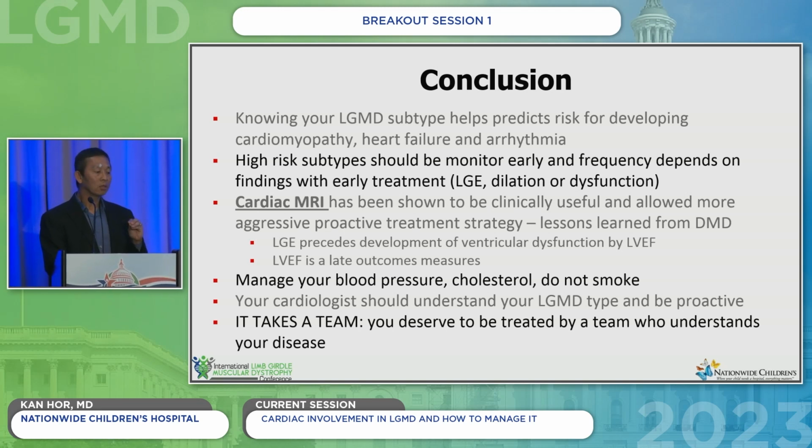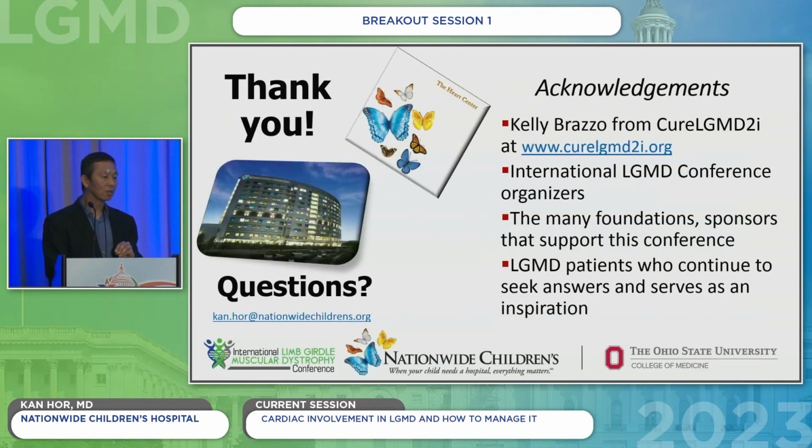So it is important to be with someone who actually understands your disease and to be proactive. Unfortunately, you have to be the educator for lots of people because this is a really rare disease and many people do not understand it. So it does take a team. You deserve to be treated by people who understand your disease. Thank you so much.